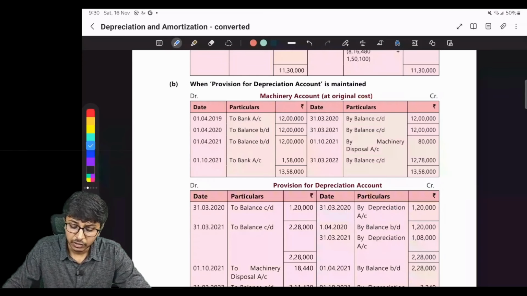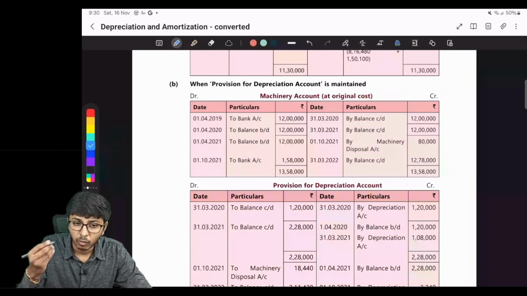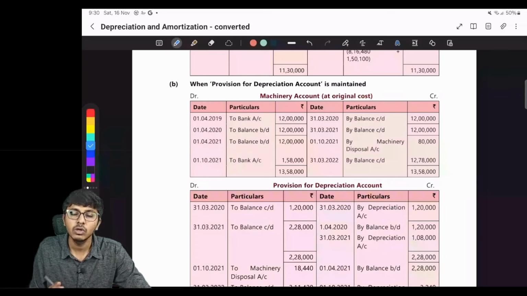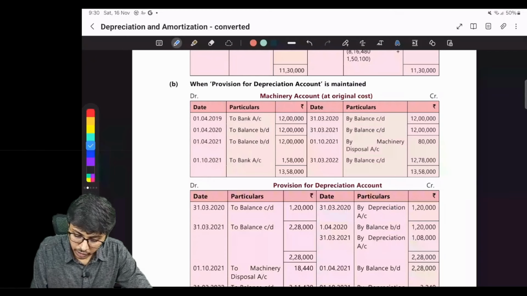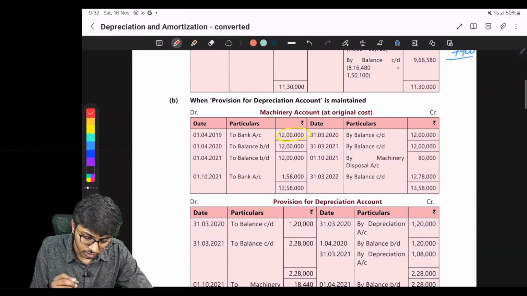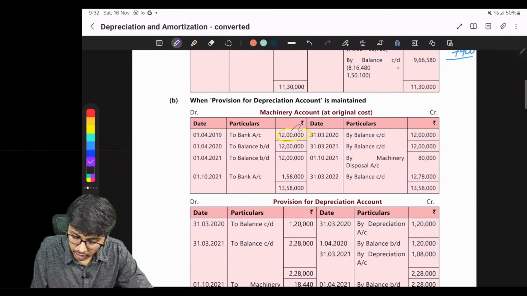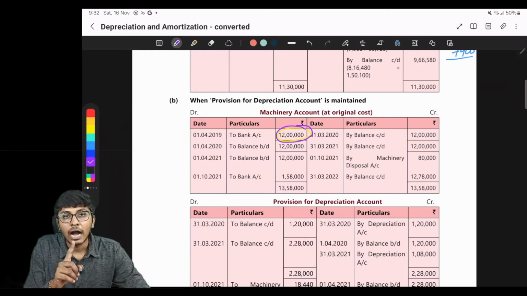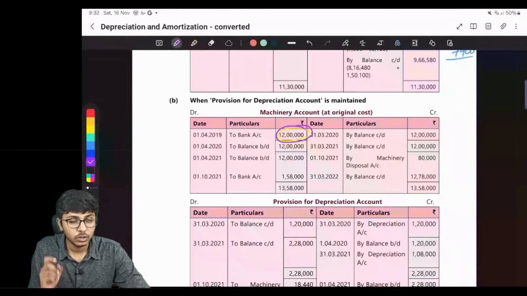So here, in the machinery account, when we bought the machinery for 12 lakhs, there were two assets, 11,20,000 and 80,000. You can mention it separately also, or you can keep it together. So here, what they have done is mentioned 12 lakh rupees. Correct? Now, after 1 year, what are we doing? We are providing depreciation on this 12 lakh asset.